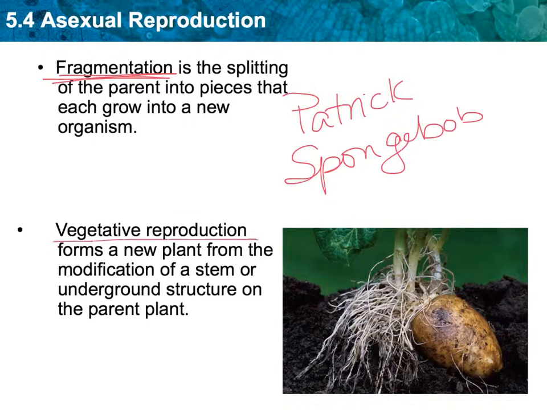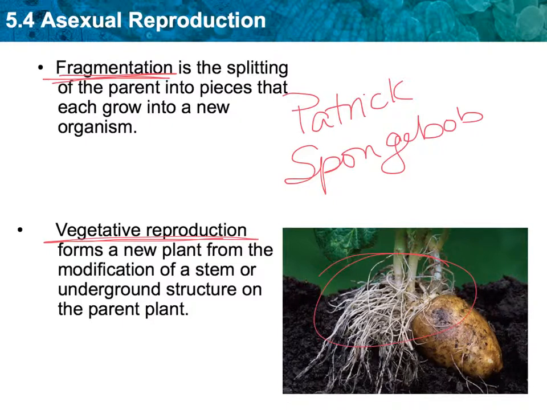And then the last one, guys, is vegetative reproduction. It says here that vegetative reproduction forms a new plant from the modification of a stem or an underground structure on the parent plant. And as you can see here, looking at a potato, what happens is that stem, which is underground, forms the potato, and that is how it reproduces. So vegetative reproduction is the last one.